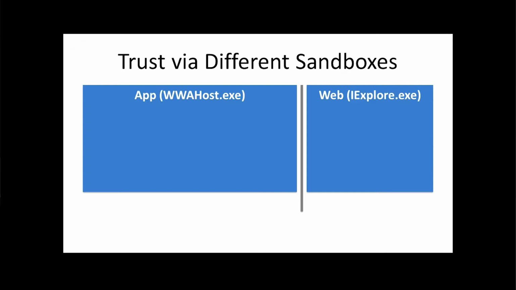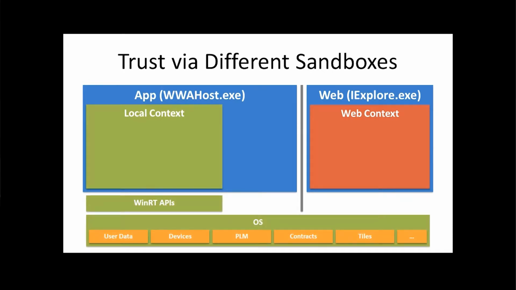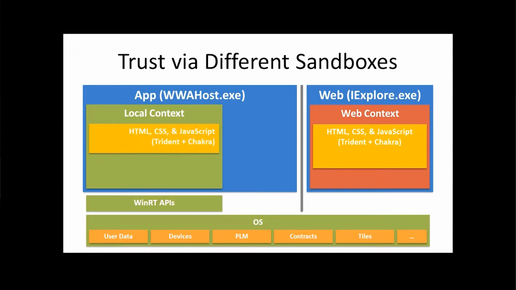In the browser, you have the web context. In a Windows Store app, you have a local context. That gives you the ability to reach down into the Windows RT APIs and thus gain access to the overall operating system, or the things that they expose in the operating system, such as tiles, contracts, PLM, things like that. But you're still developing HTML, CSS, JavaScript if you're using IE Trident and Chakra. It's the exact same engine running inside the WWAHost executable.